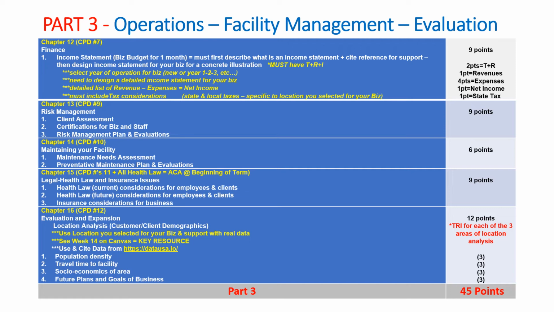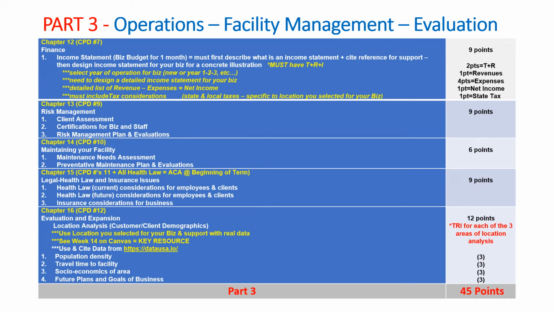Then you need to do TRI where you look at future considerations. Again, we talked about this in the very beginning of the course, and there's a resource at the very start of Canvas where I give you some research areas there. Third, you need to be specific to your business. What are the insurance considerations or needs for your business? TRI for that. And again, we talked about that, chapter 15, CPD number 11 specifically.